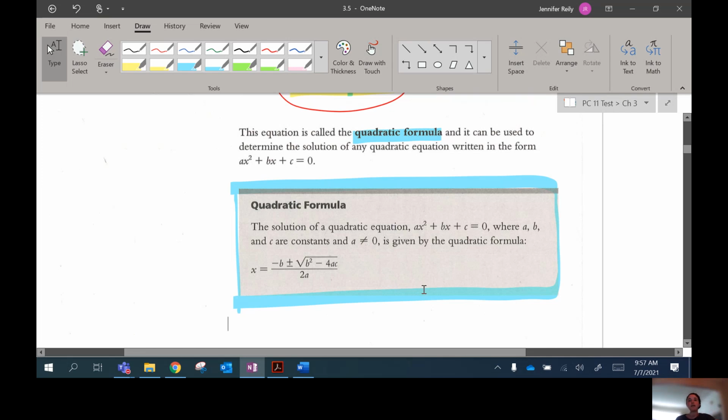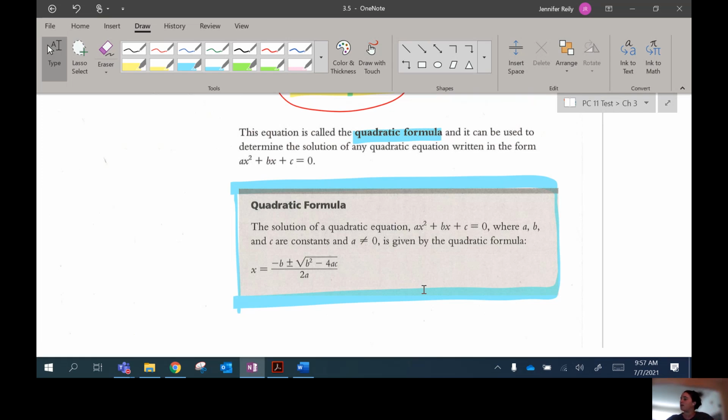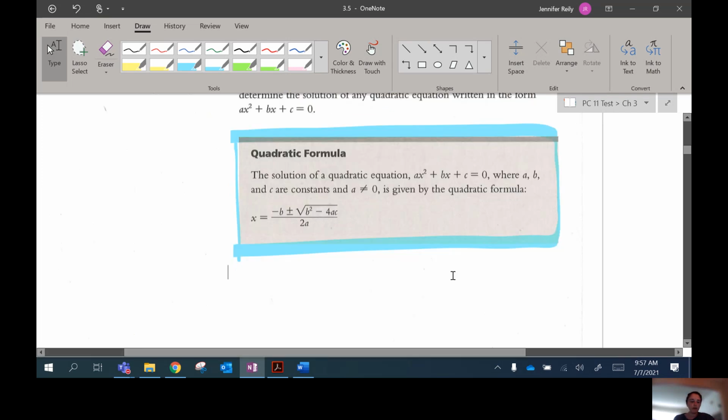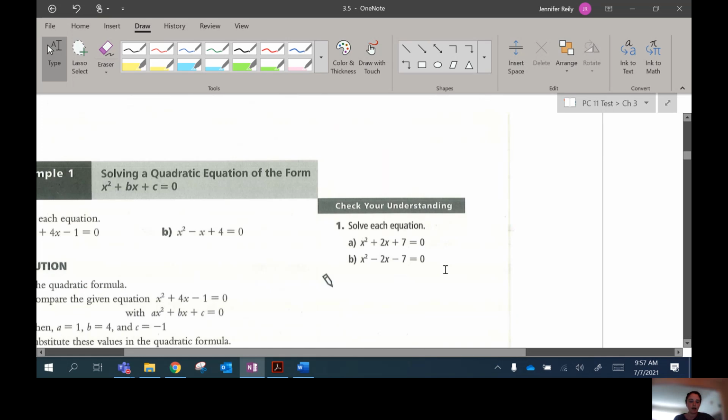So instead of factoring or completing the square from scratch, we're just going to go straight into using this little shortcut formula, which is basically like a shortcut version of completing the square. You just don't have to do all the work. Okay, so let's go ahead and try and apply it.